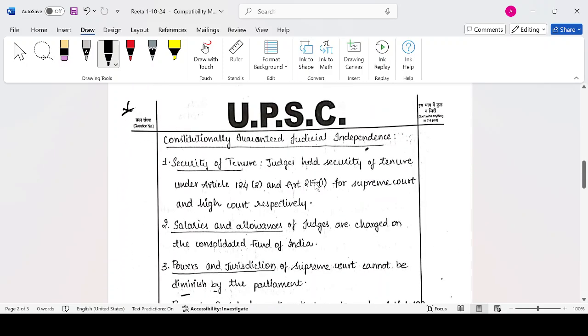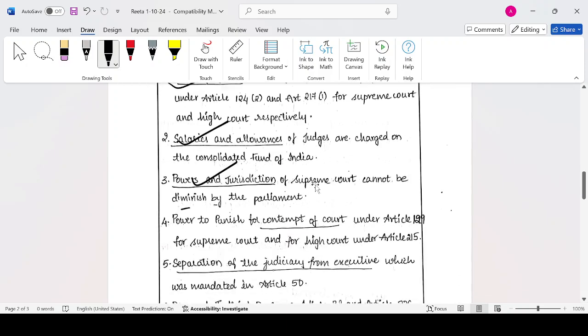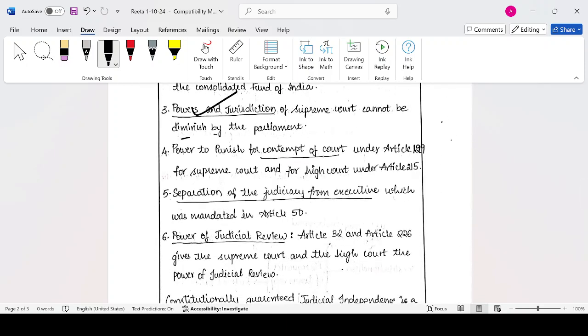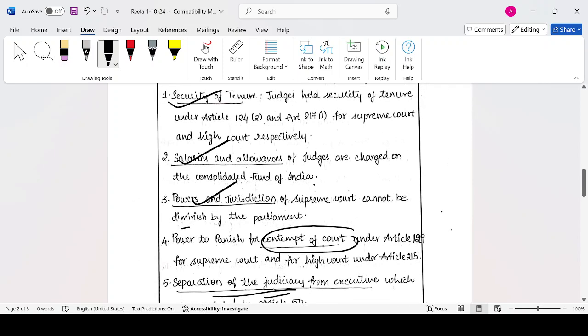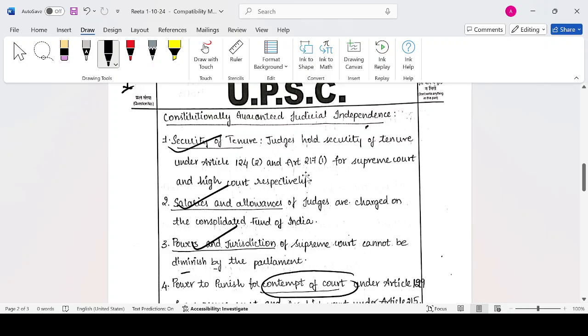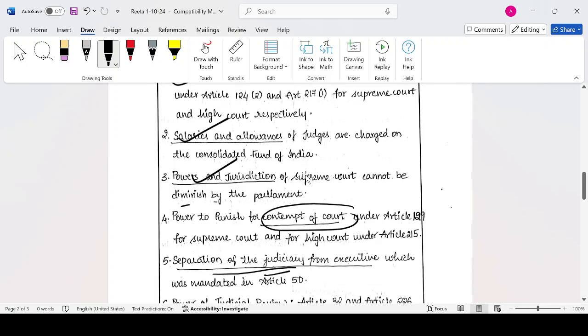Then she mentions how judicial independence is constitutionally guaranteed in our constitution. She mentions security of tenure, salary and allowances, powers of jurisdiction, and contempt of court, and then the separation of the judiciary from the executive and the power of judicial review. So all these things mentioned in the constitution ensure judicial independence, she is saying.